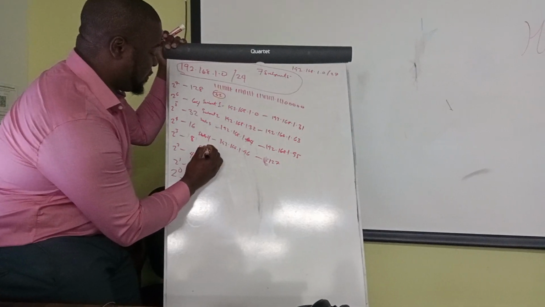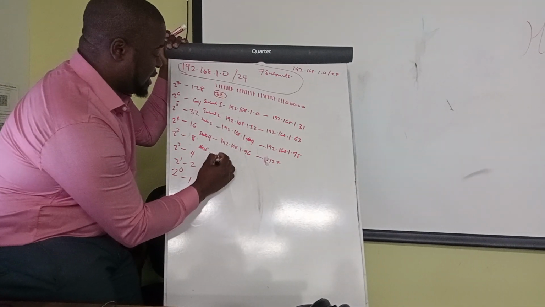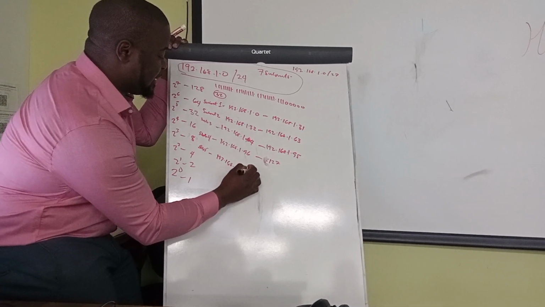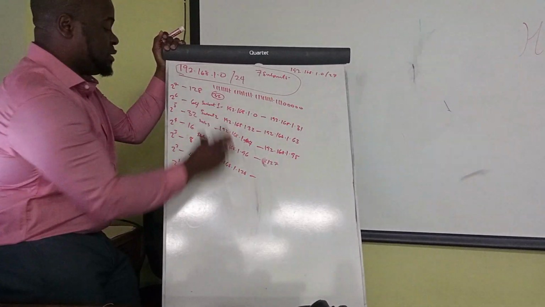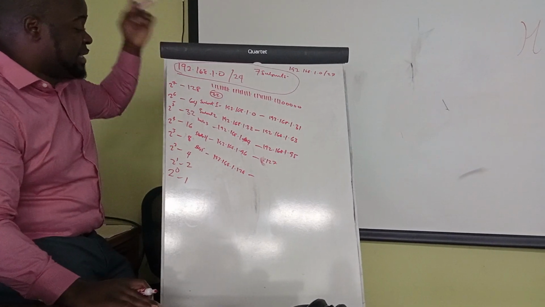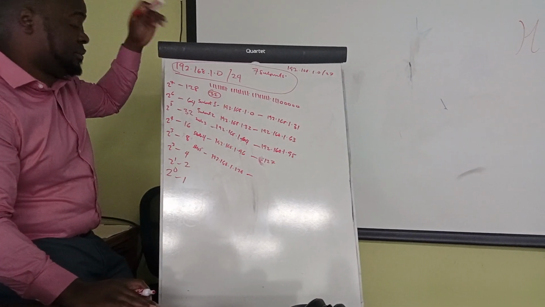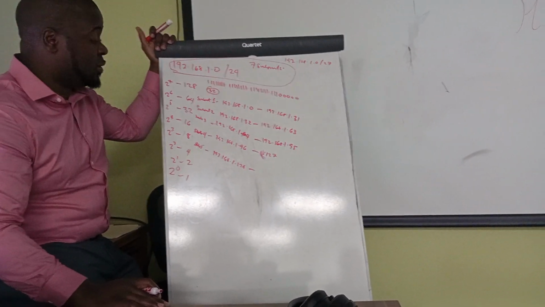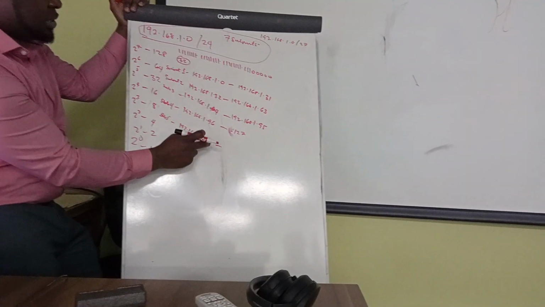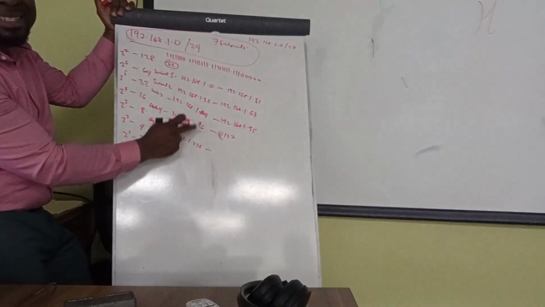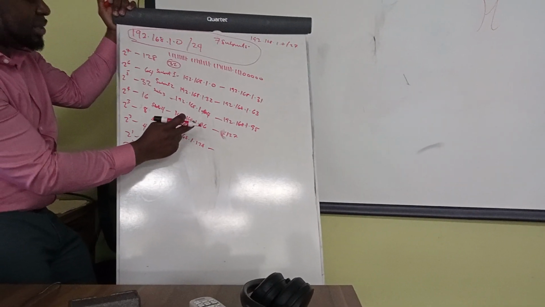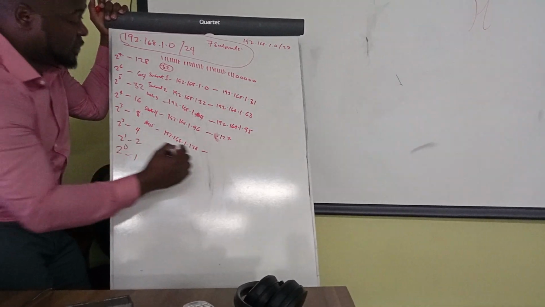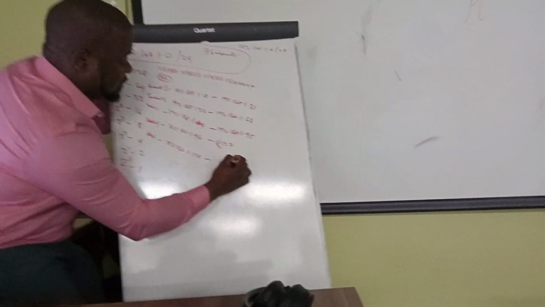Subnet 5 is what? 192.168.1.128 to what? Add 32. What does that give us? 160, minus 1 is 159. So dot 159.